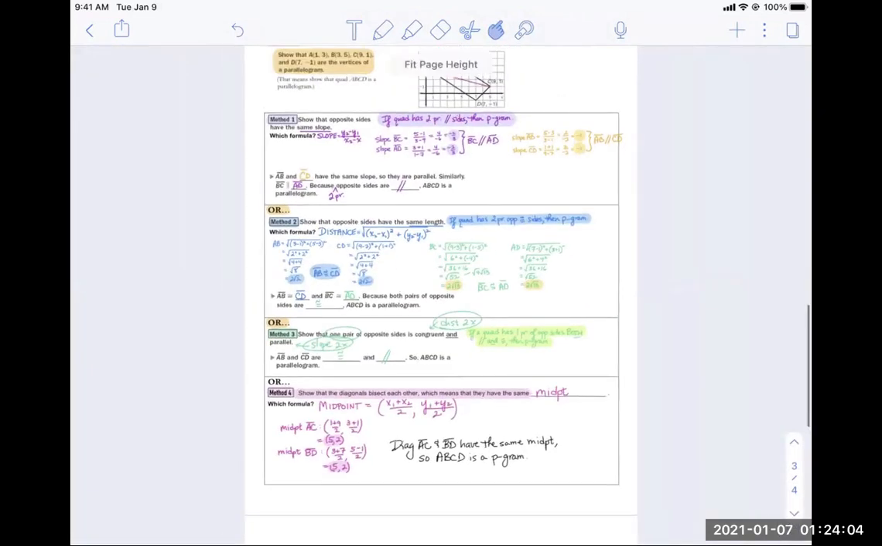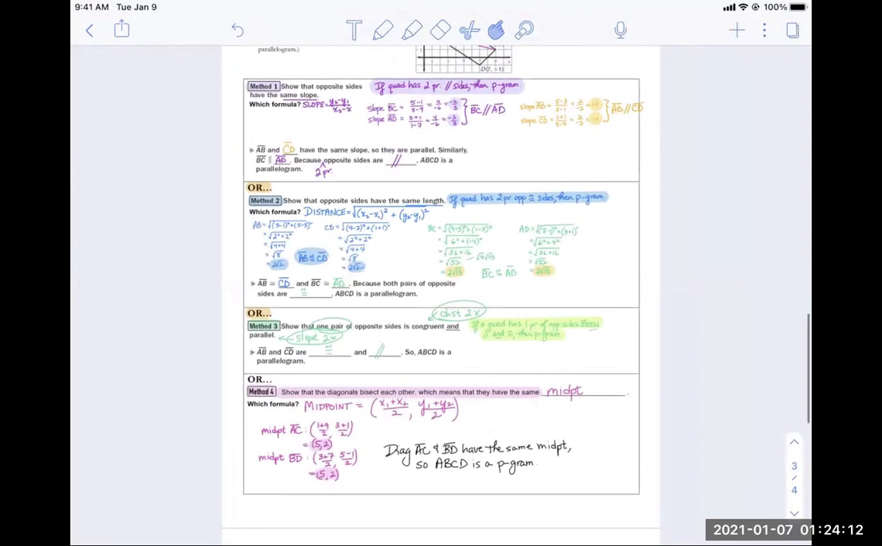Let's do a quick summary. So your options are show 4 slopes, or 4 distances, or 2 slopes and 2 distances, or 2 midpoints. If I have the option, I'm going to go with this one, right? That's the easiest one. Shortest, easiest, no square roots involved. I'd go with that one. This is the end of the lesson.